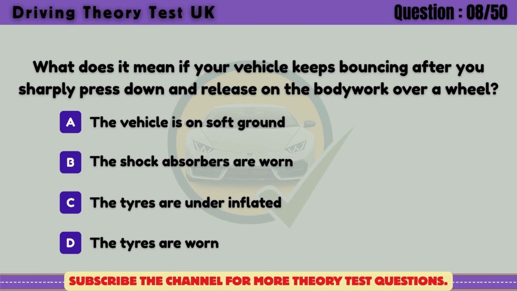Question 8. What does it mean if your vehicle keeps bouncing after you sharply press down and release on the bodywork over a wheel? Option A. The vehicle is on soft ground. B. The shock absorbers are worn. C. The tires are underinflated. D. The tires are worn.